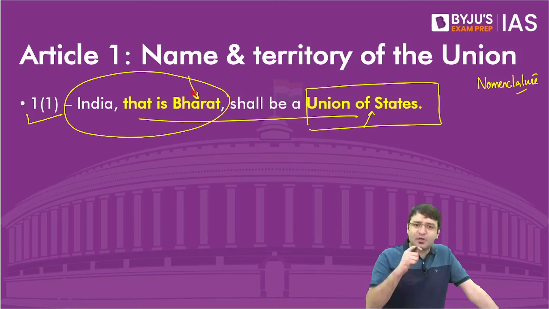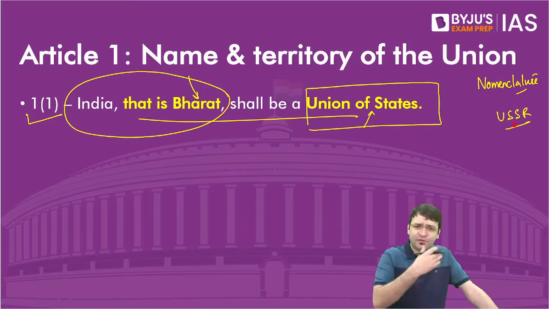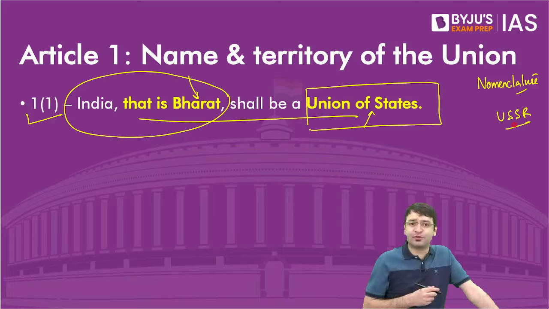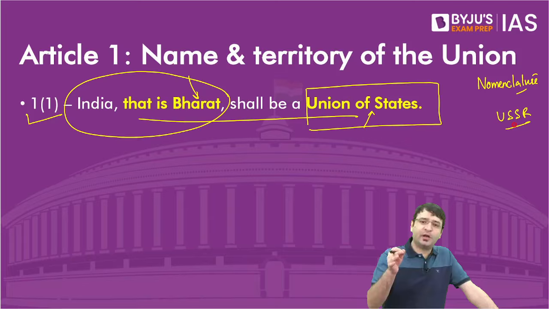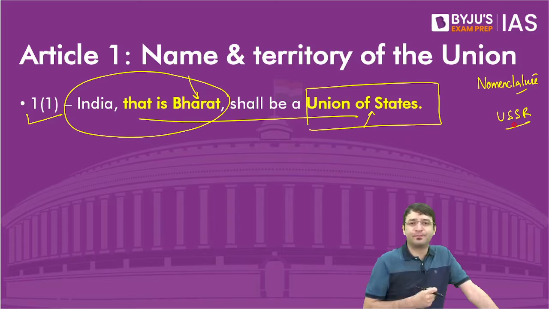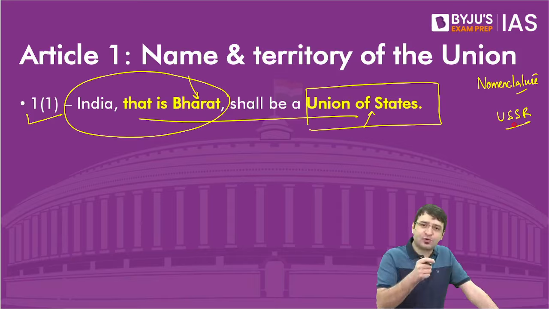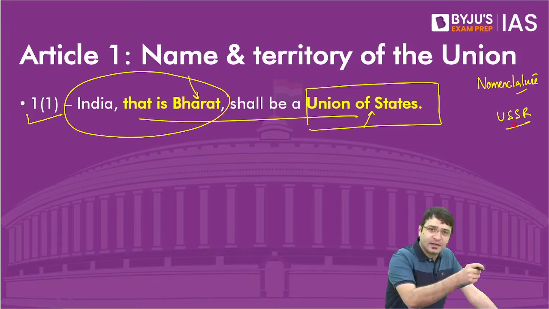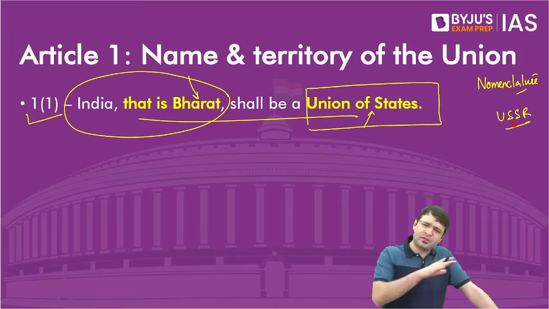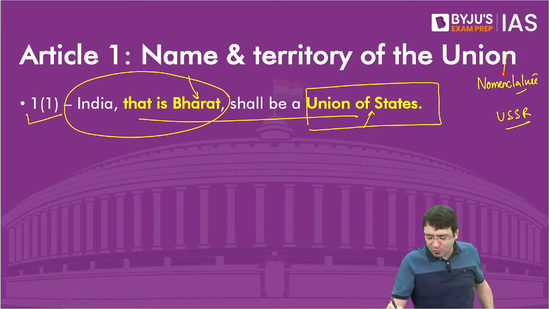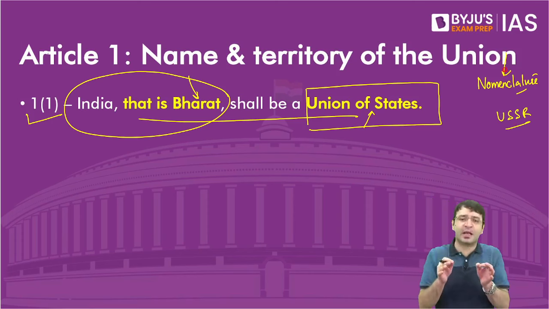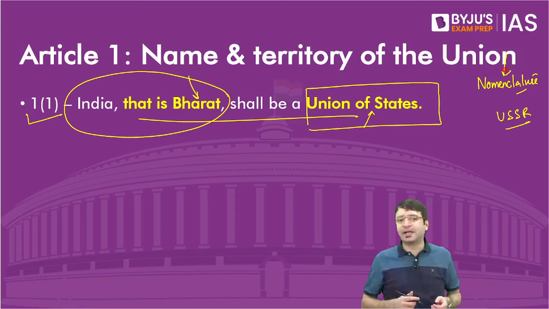There were some members in the Constituent Assembly who were very inspired by the USSR, today's Russia, the Union of Soviet Socialist Republics. They said we should have a similar name: Union of Socialist States of India, Union of Socialist States cum Republic of India. That means there was a lot of debate and discussion on what we should call this new country. And ultimately there was a consensus.